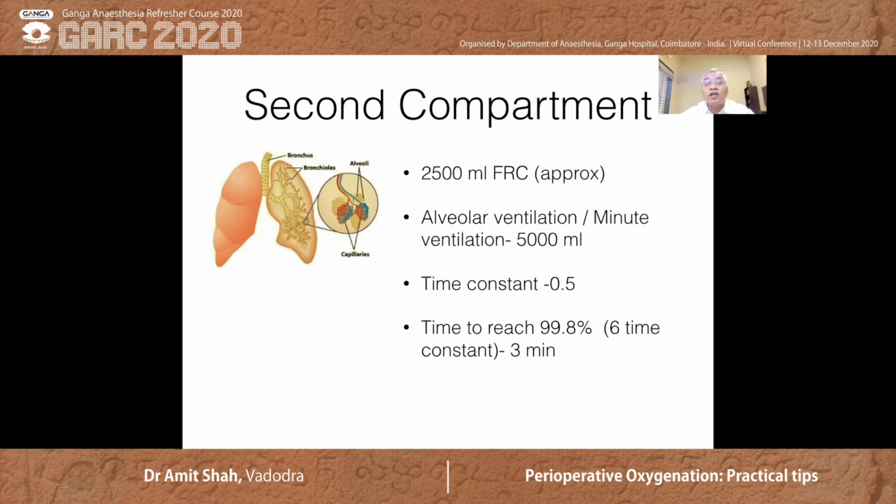So time to reach 99.8% concentration, that is 6 time constants, would be 3 minutes here. So if you are breathing at 5 liter with your FRC at 2.5 liter, you need 3 minutes of pre-oxygenation to reach 90% plus oxygen concentration in your lung. That is how the concept of 100% oxygen for 3 to 5 minutes has come. Why 3 to 5 minutes? Because many individuals will have different FRC and different ventilation.